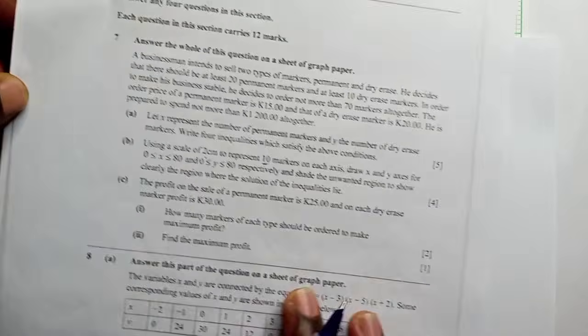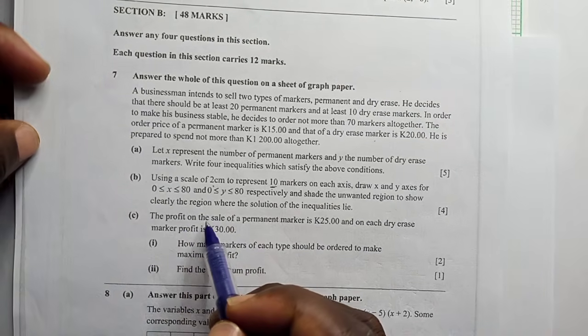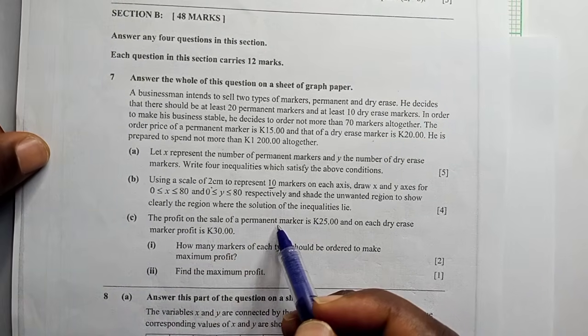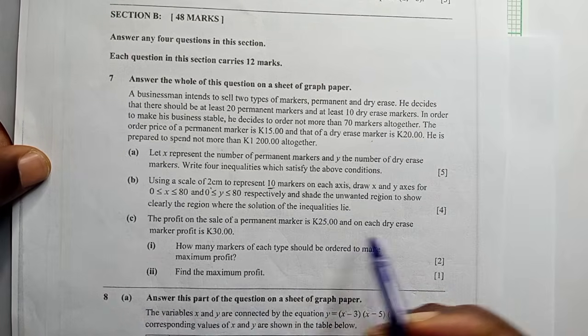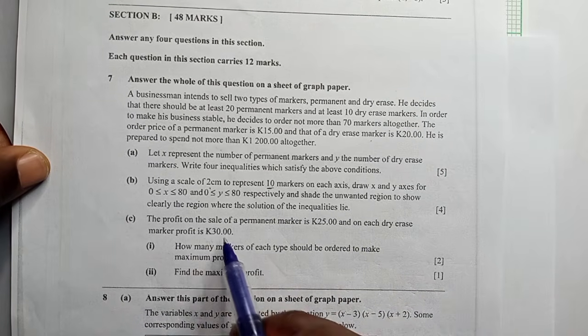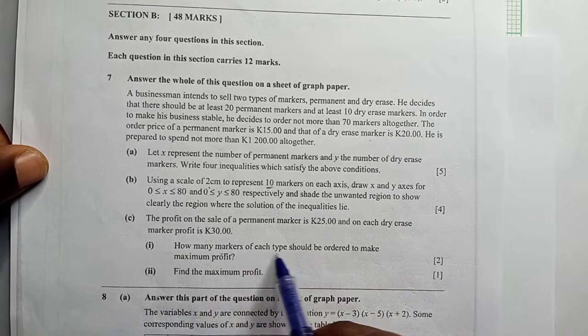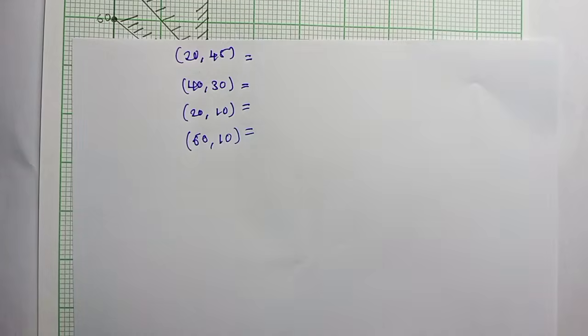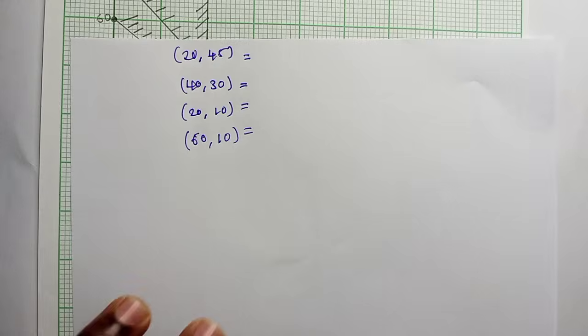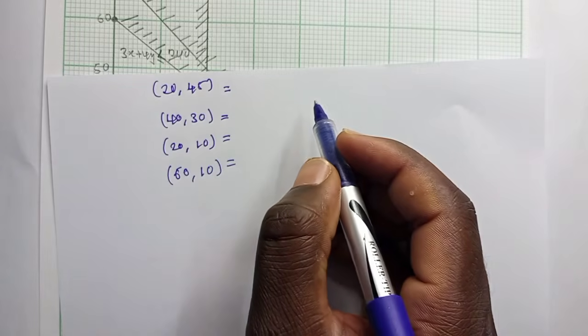Here, they are saying the profit on the sale of a permanent marker is 25 kwacha, and on each dry erase marker, profit is 30. How many markers of each type should be ordered to make maximum profit? So this is where we need these coordinates. So we're going to come up with what we call the objective function.